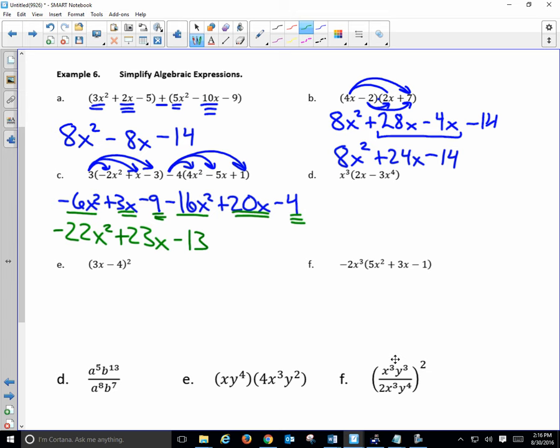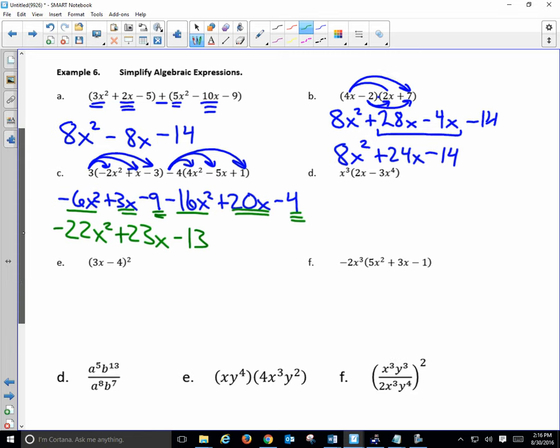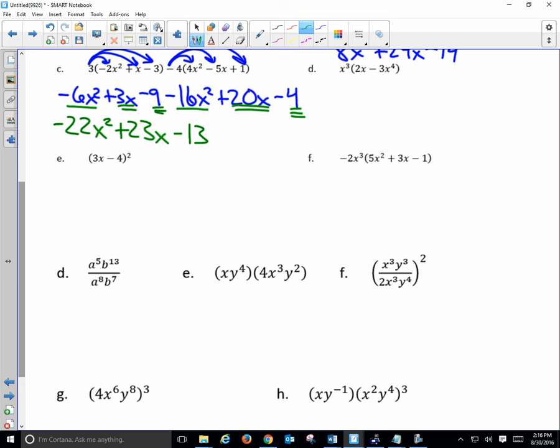Try next one on your own. Okay, you should get 2x to the 4th minus 3x to the 7th. 2x to the 4th minus 3x to the 7th.